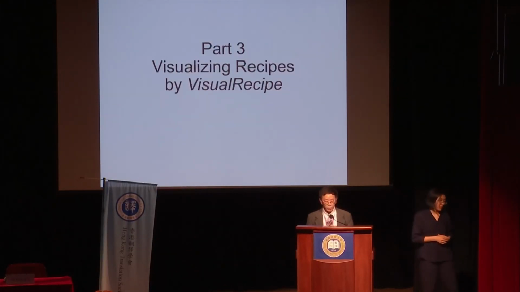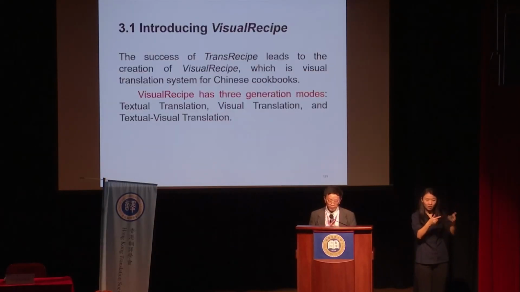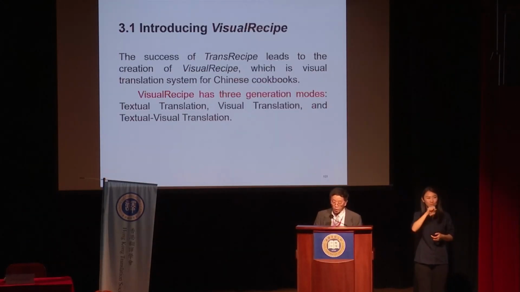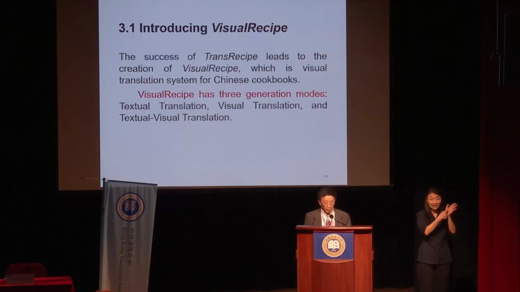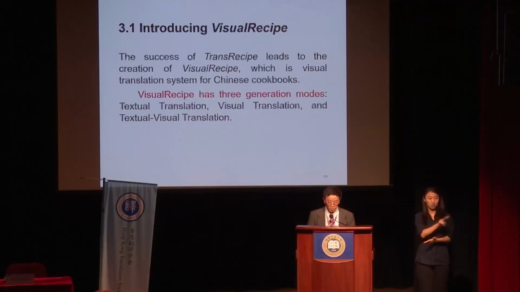The second stage is we want to do what we call the VisualRecipe. I think increasingly people find it necessary to visualize what is there in recipes. So we believe that that is good for use by food lovers who would like to cook dishes. VisualRecipe has 3 generation modes. It can do textual translation. It can do visual translation. It can do textual visual translation. So we do it in this manner.